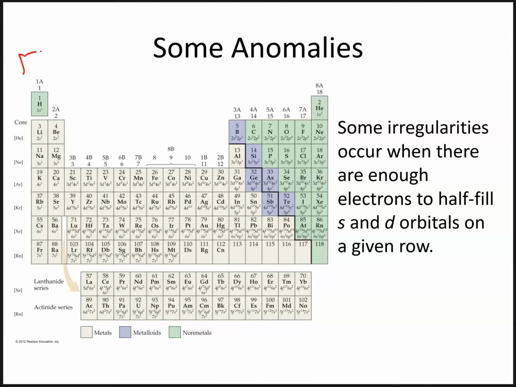So right here, columns 1 and 2, this is known as S block. Over here, with the exception of helium, this is known as P block. Down here in the middle is D block, and then these over here are known as F block. So the elements are arranged in terms of blocks.